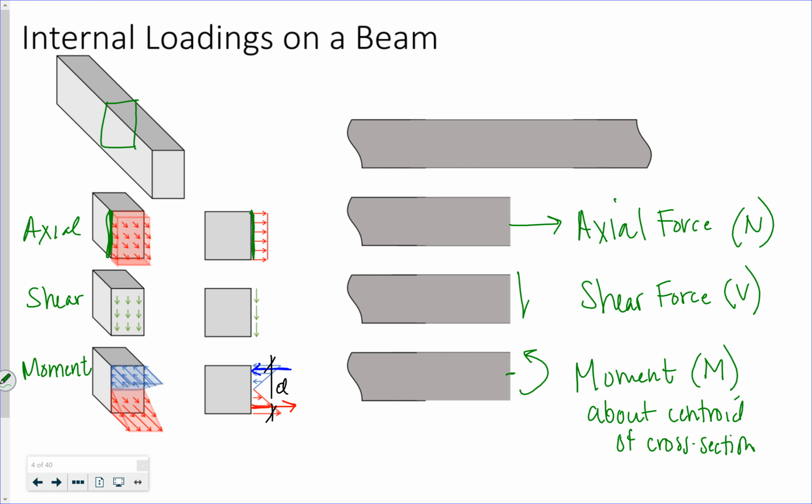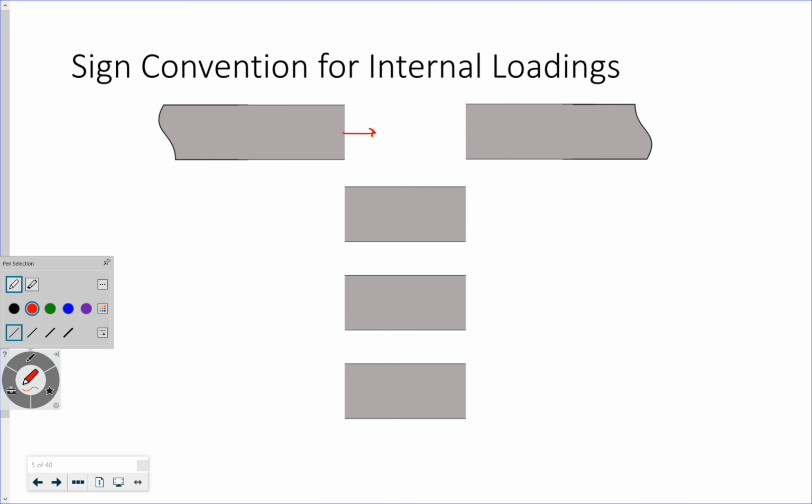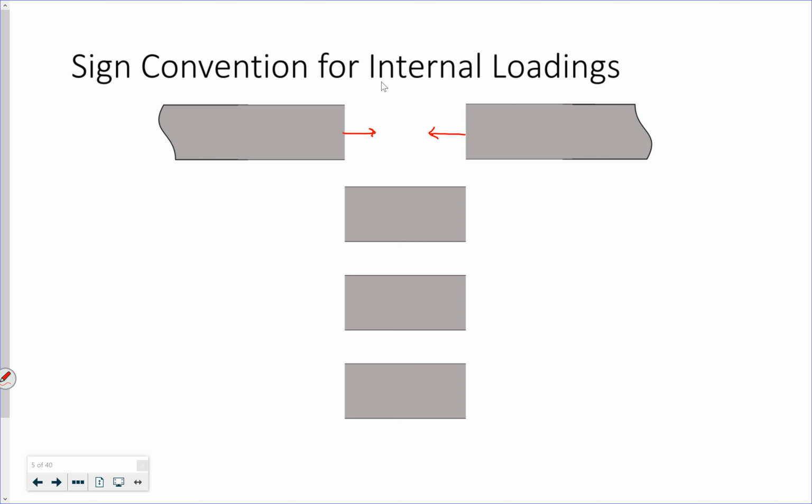The sign convention that we are going to use for our internal forces or internal loadings: when I talk about my axial force, this is if I take a little chunk out of my beam, equal and opposite. This is the little chunk, right? This is my axial force, and tension is positive.